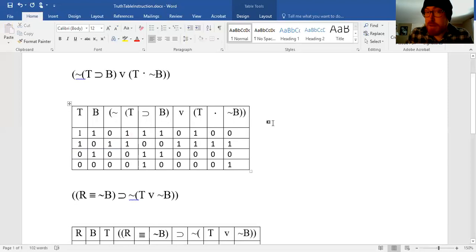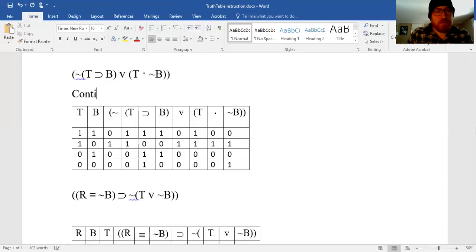Okay, now, but what kind of statement is this? All right, well, this whole thing is true on line 2 and false on every other line. Okay, so that means there's at least one circumstance where it's true and at least one circumstance where it is false. So this is contingent. This is logically contingent. There's at least one evaluation where the statement turns out true and at least one evaluation where the statement turns out false. So this is a logically contingent statement, okay?